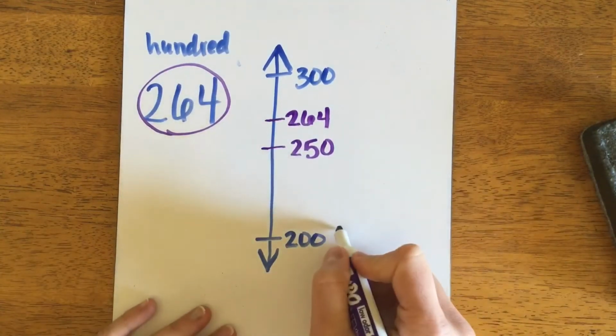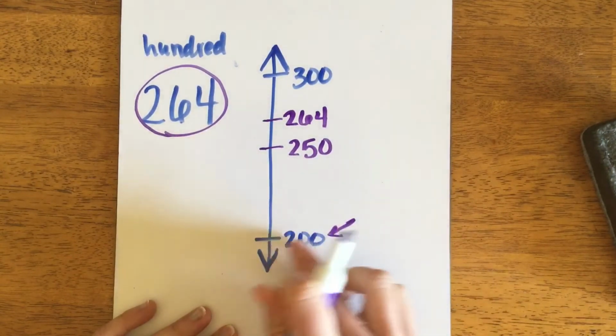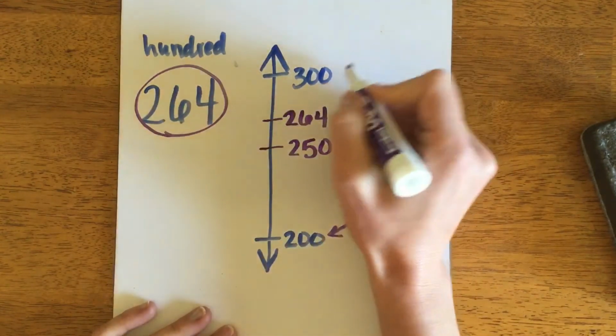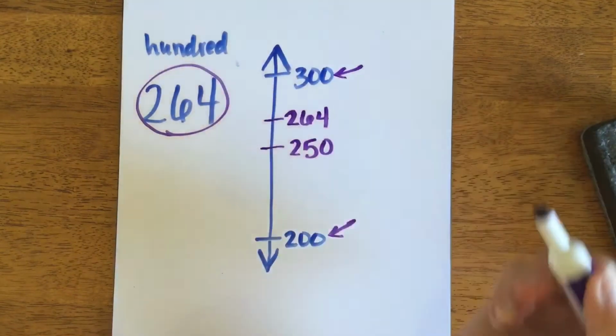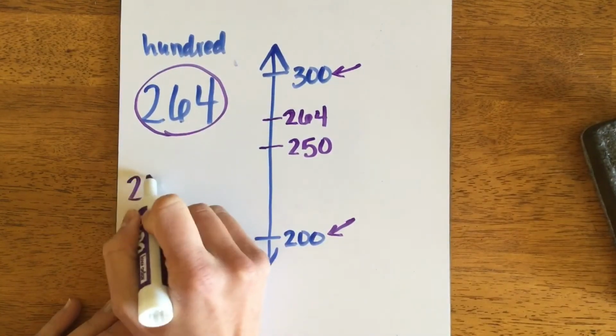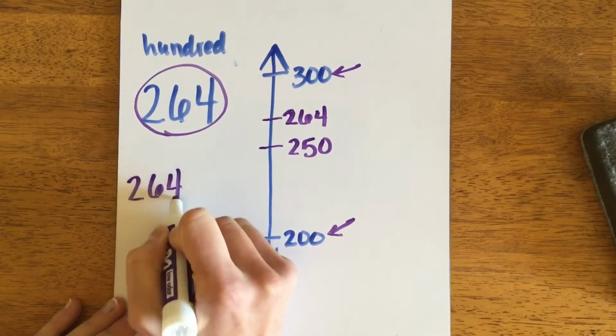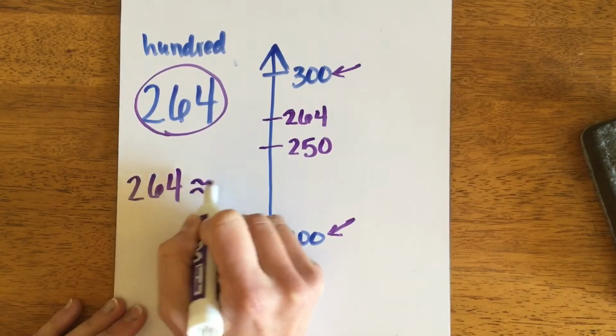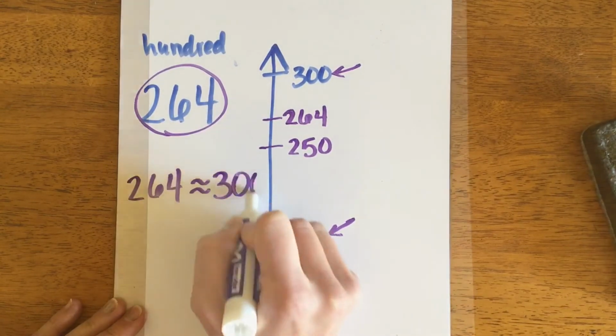So you can ask yourself, is 264 closer to 200 or is it closer to 300 on this number line? Well, we've just proven here with our vertical number line that 264 is approximately 300.